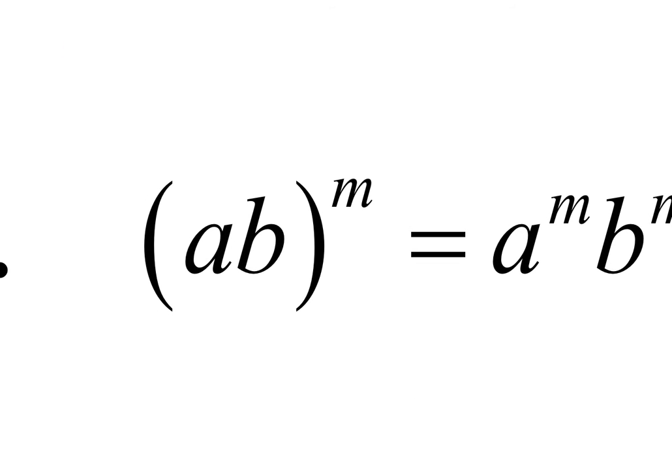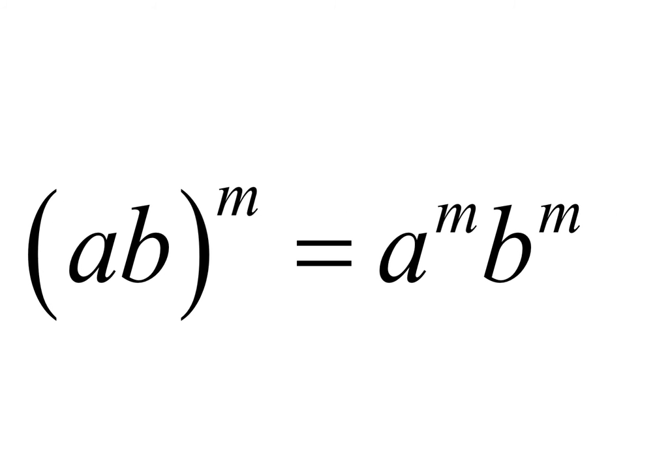When you have a base times a base, and they're both raised to that one power, you can just separate it out and say that's a to that nth power and b to the m power as well. That only works when they're multiplied. Can you separate it out like that?